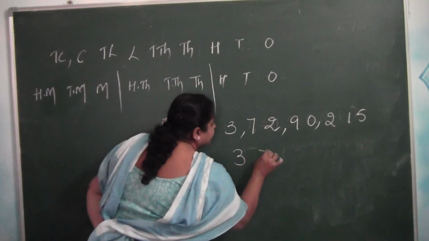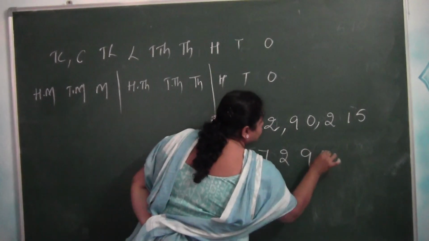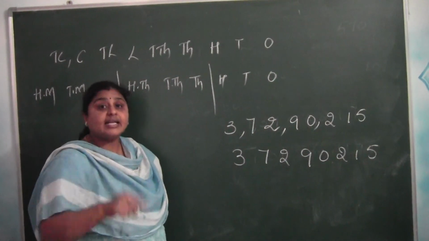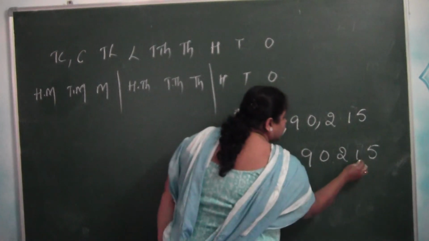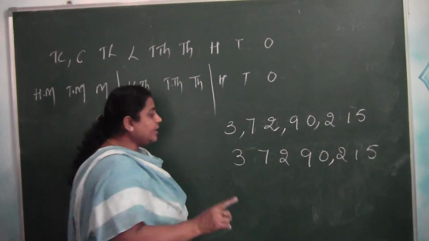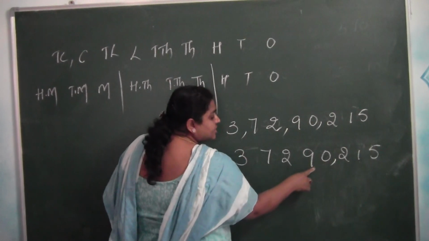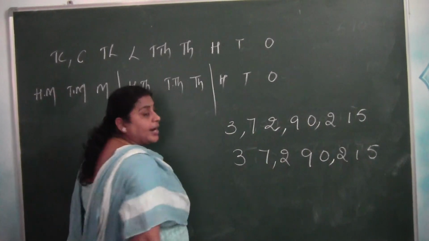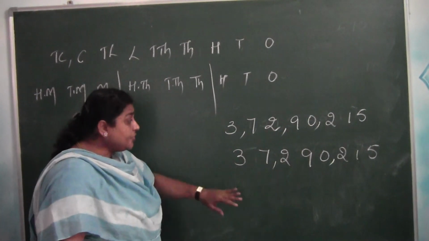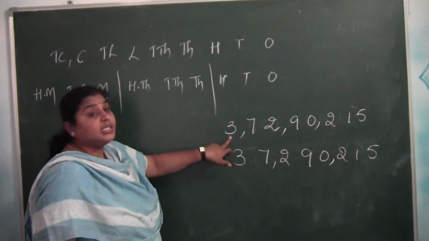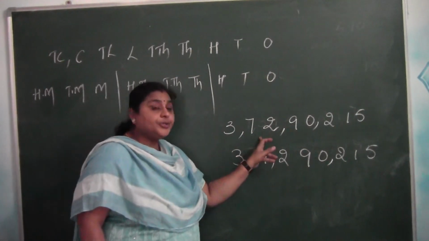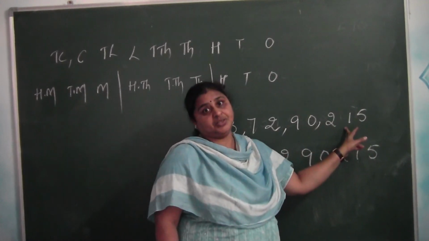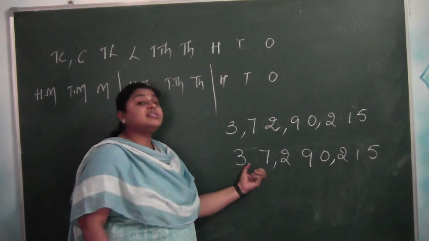Now let us write 3, 7, 2, 9, 0, 2, 1, 5 and separate the periods in the international place value system. Ones, tens, hundreds under one period, thousands, 10,000s and 100,000s under one period. Okay, now how do you read this in the Indian system? 3 crores, 72 lakhs, 90,250. Coming here, 37 million.